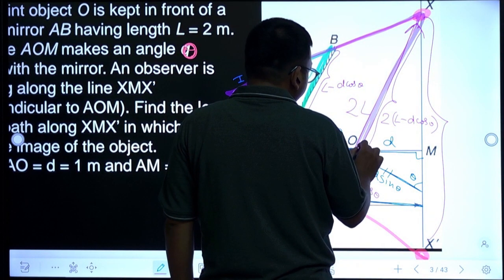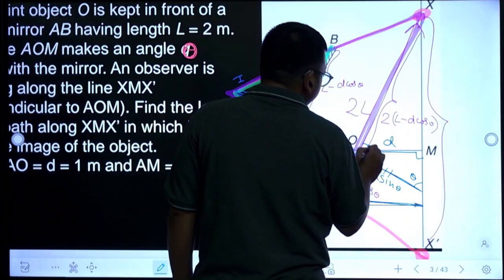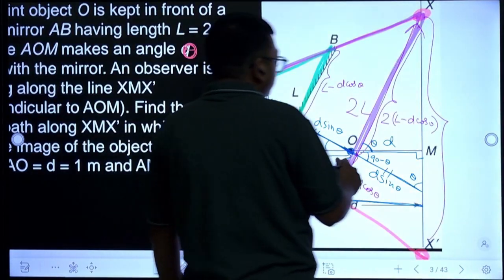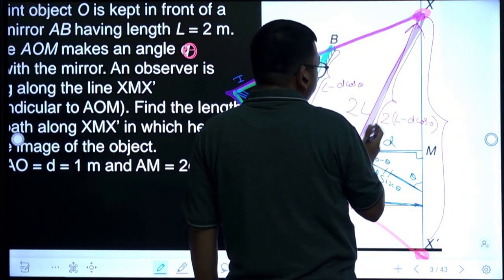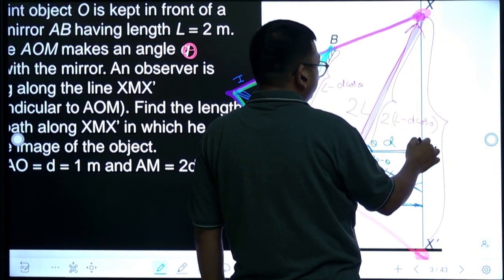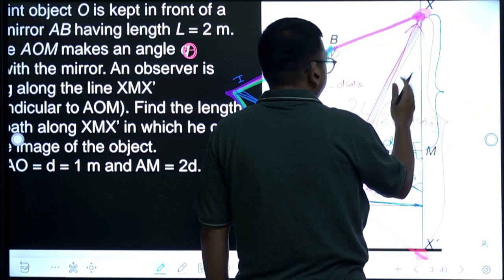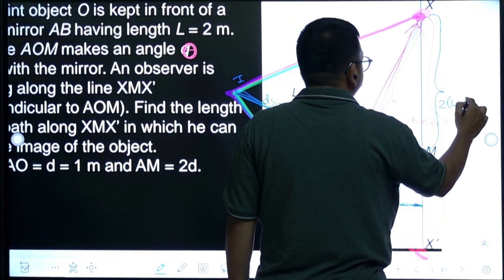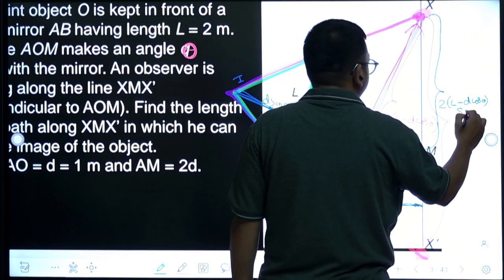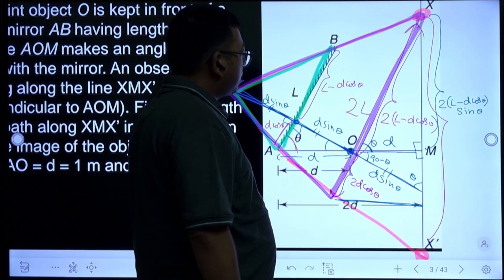So this is 90 minus theta, so this is also theta, right? So this angle is also going to be theta because this is 90 minus theta, this is perpendicular. Because we know this length 2L minus d cos theta, we can take its component because here it is 90 degree. So that will become 2L minus d cos theta multiplied with sin theta. So we got this length.